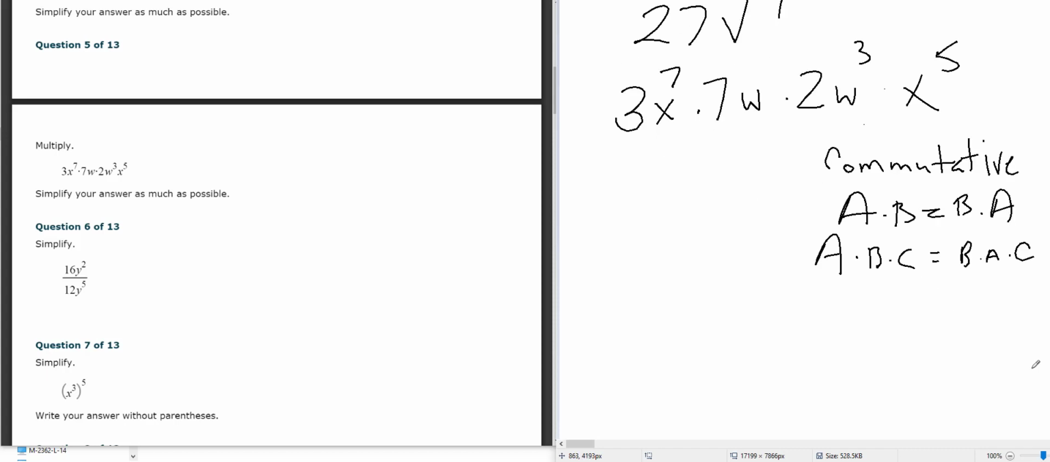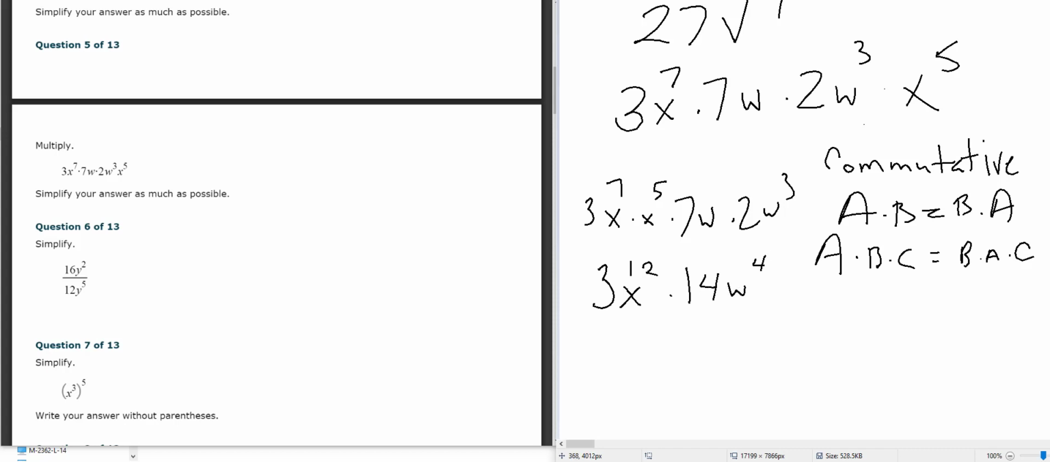So what I'm going to do is slightly rearrange this. 3x to the 7th times x to the 5th times 7w times 2w to the 3rd. So you can do this part in your head, the part where you are saying the x's can be multiplied by the x's and the w's can be multiplied by the w's. But it's nice to see that you can rearrange it according to the commutative property.